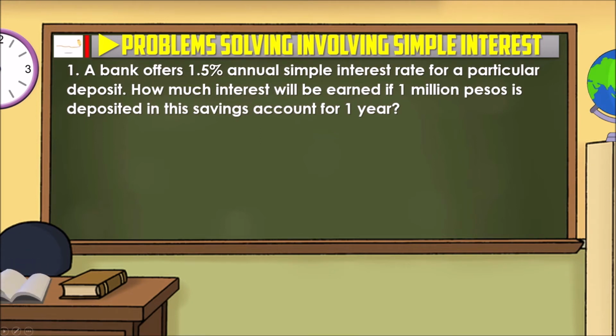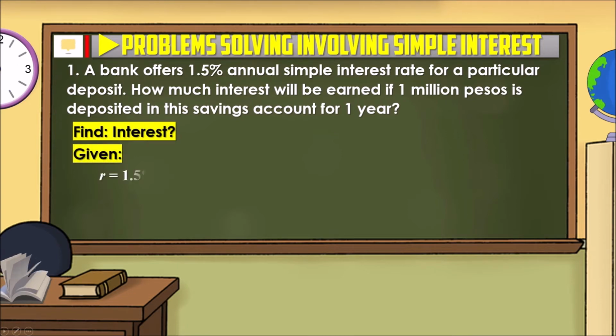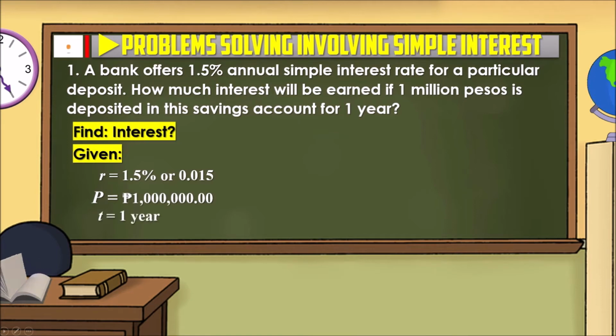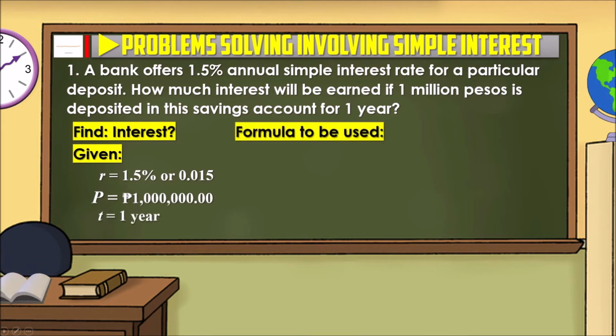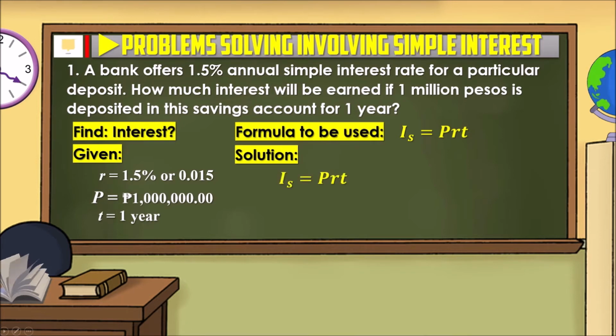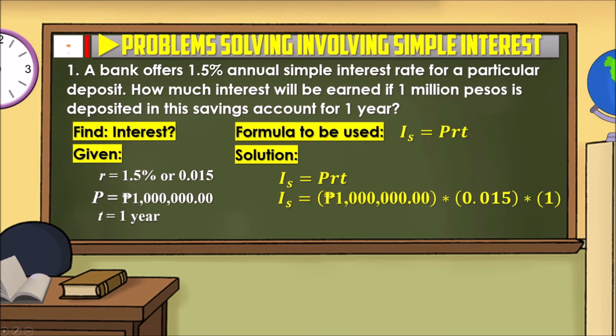In this example, we need to find the interest. Given are the following. We have the rate, the principal value, and time. This is the formula we are going to use in finding the interest. Use the formula in finding the interest. Substitute the given to the formula. Now, perform the operation. The final answer for interest is 15,000 pesos.